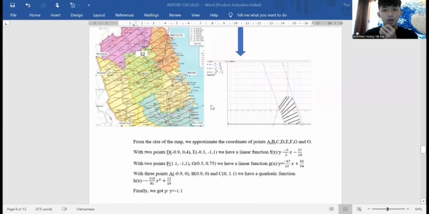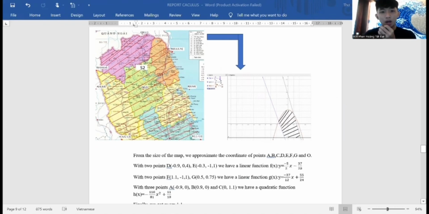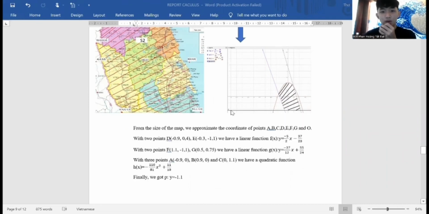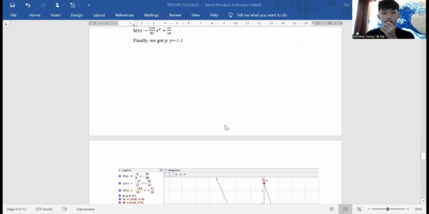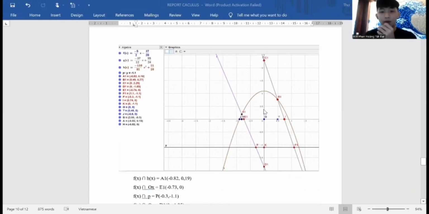And for S2 I will use two kinds of function: two linear functions and one quadratic function. With points D and E, I have a linear function f(x). With E, F, and G, we have a linear function g(x), and with three points A, B, C, I have a quadratic function h(x). Finally, I got S2 equal to minus 1.1. And here is my graph about this.